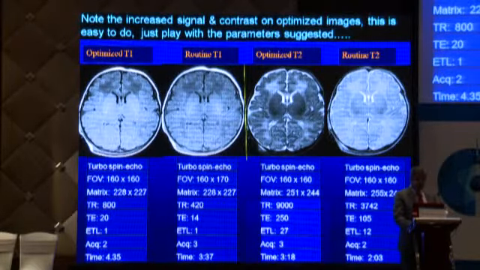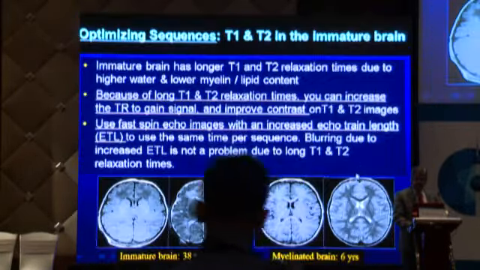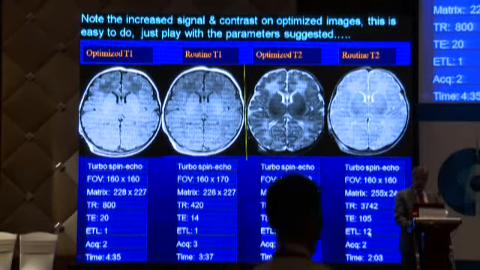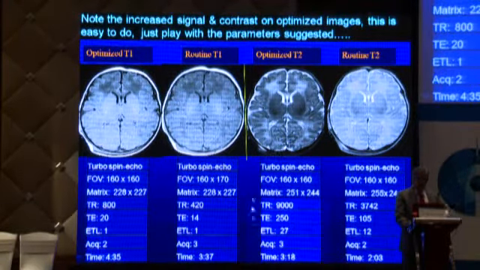So just to show you, this is a routine T1 at adult or older child values, and this is a routine T2, the same child, at usual normal parameters that you would use. And this is optimized where we have increased the TR on both sides, T1 and T2. You can increase the ETL.